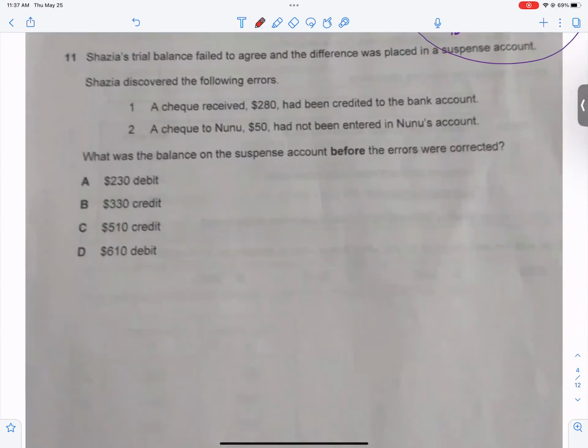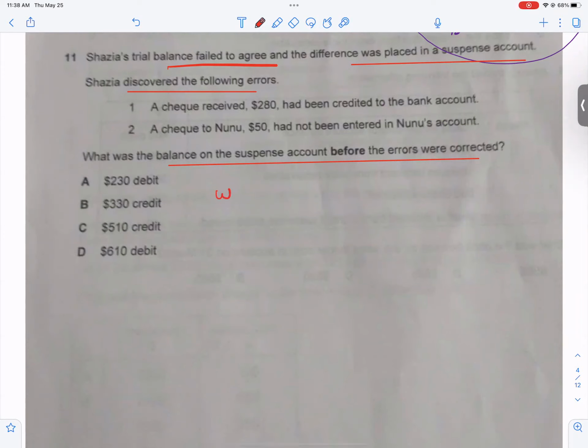Question 11. Shaiza's trial balance failed to agree and the difference was placed in a suspense account. Please read properly. Shaiza discovered the following errors. Number one, a check received for $280 had been credited into the bank account. And number two, a check to Nunu for $50 had not been entered in Nunu's account. What was the balance on suspense account before the errors were corrected?